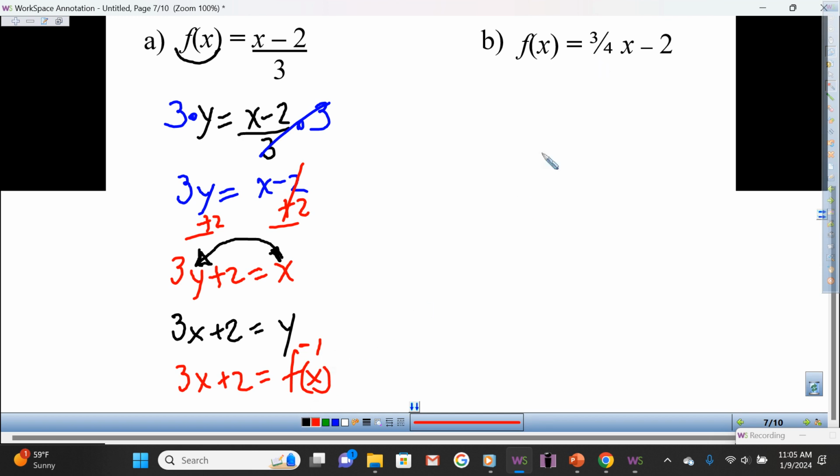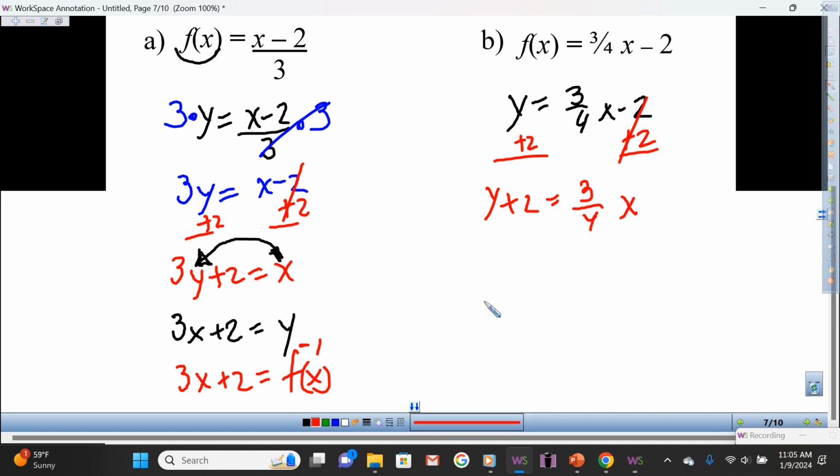Let's go with this one. Change to y equals 3/4 x minus 2. We need to leave x by itself, so we add 2, add 2. We're left with y plus 2 equals 3/4 x. How do we cancel those 3/4? Tell your neighbor, how do we cancel these 3/4? All right, good conversations. Don, how do we cancel that 3/4? The reciprocal, which is 4 over 3 times 4 over 3.